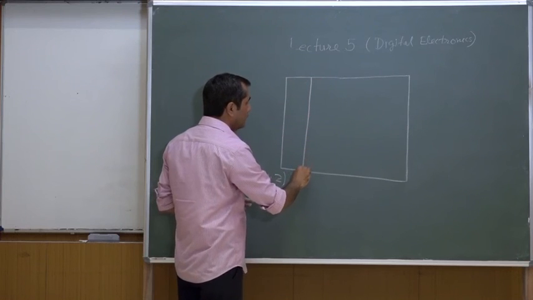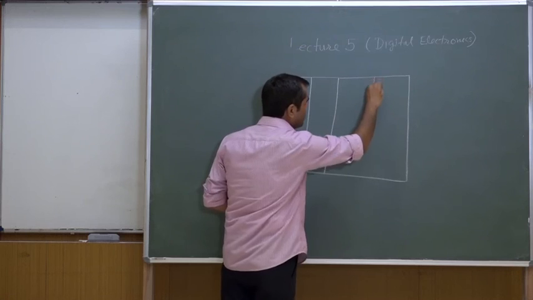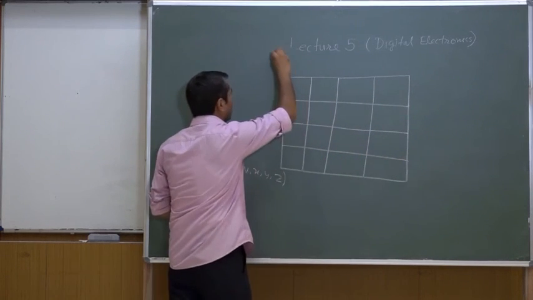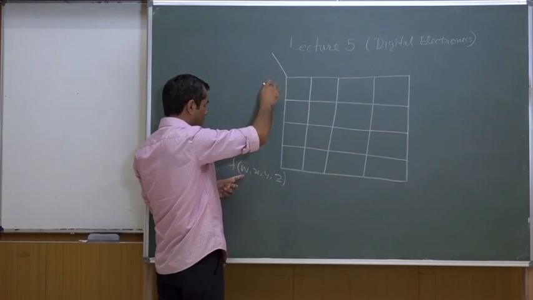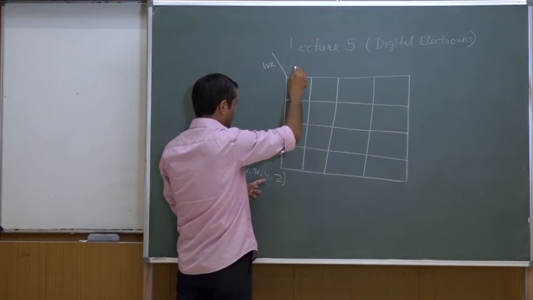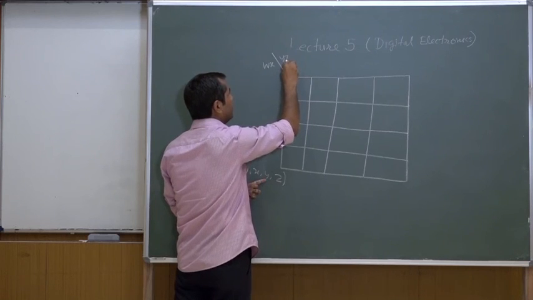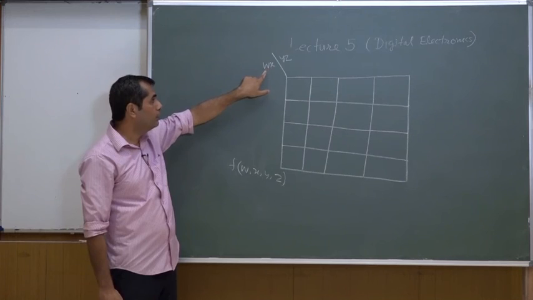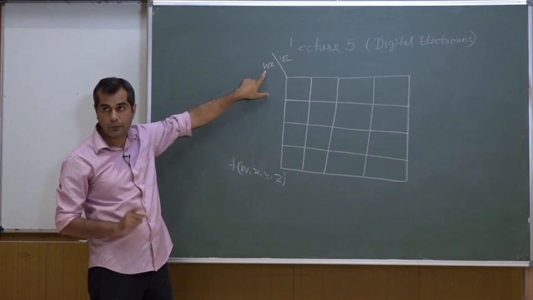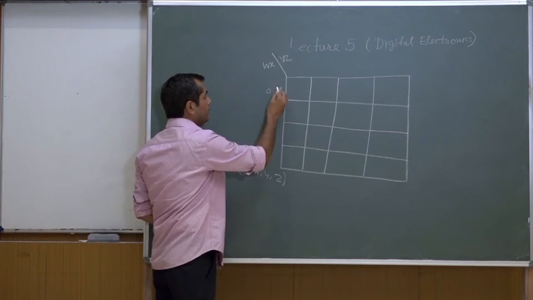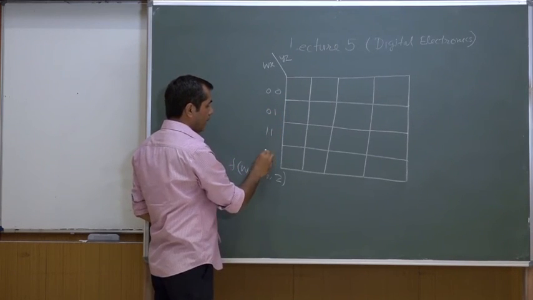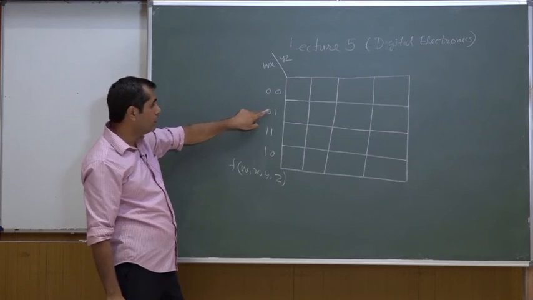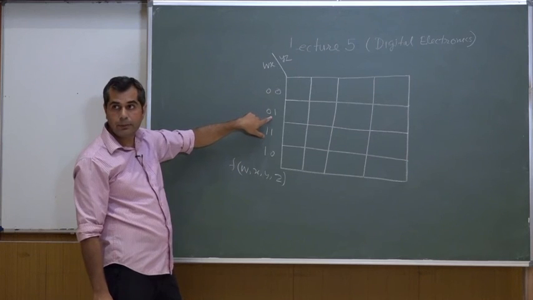There will be 4 columns and then 4 rows. So, rows are here for WX and columns are for different combinations of YZ, okay. WX has 2 variables, that means there will be 4 possible combinations for the 4 rows, okay. So, these can be designated as 00, 01, 11 and 10. Please note this sequence. I am writing 11 after 01, not 10 after 01, as I did in the case of the 3 variable K map, okay.